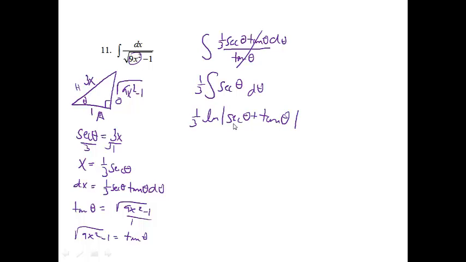And then from here we do need to just substitute back in what we know. So we're going to have 1/3 ln. Secant theta we already found out was equal to 3x, and then plus tangent we found out was equal to the square root of 9x squared minus 1. And then we'll add our plus c, and that problem is done.